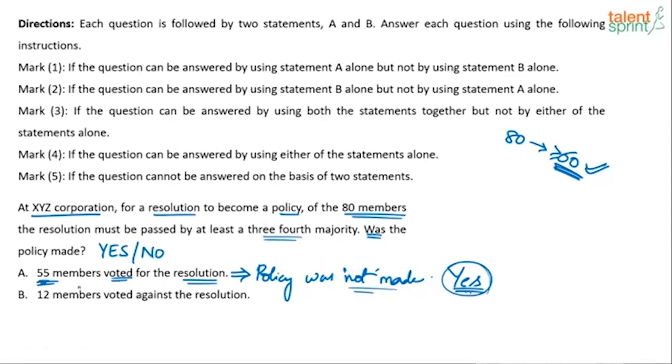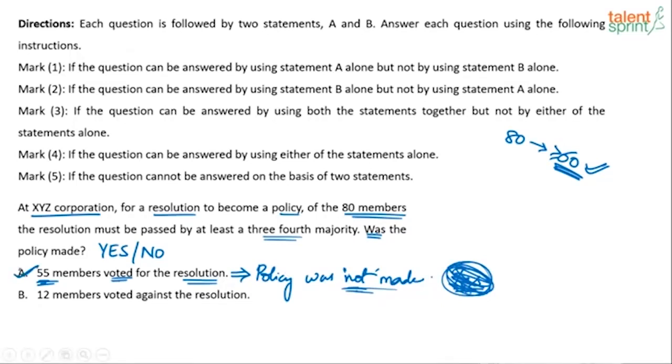One is sufficient. The policy was not made. How am I able to say the policy was not made? Because of the data given in statement A. So statement A alone was sufficient. Yes or no? Answer is no. Don't get confused here. The statement is sufficient. Answer is no, the policy was not made. I am getting that from statement A. So A alone is okay.